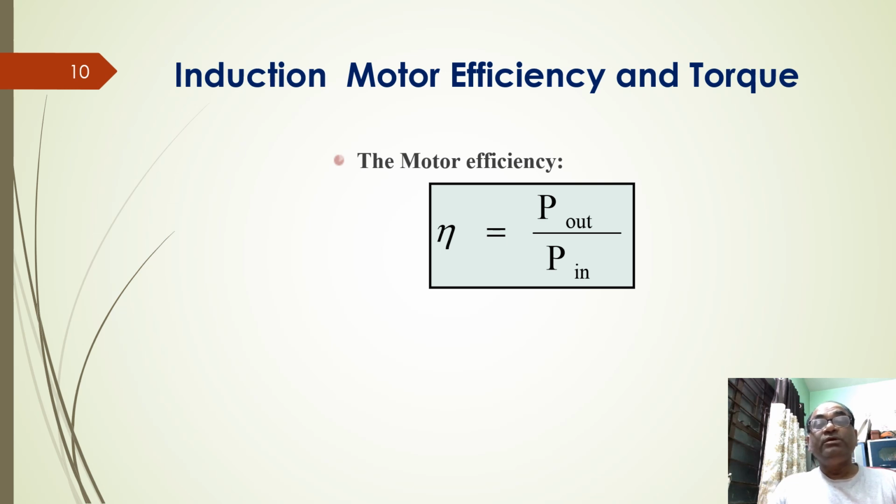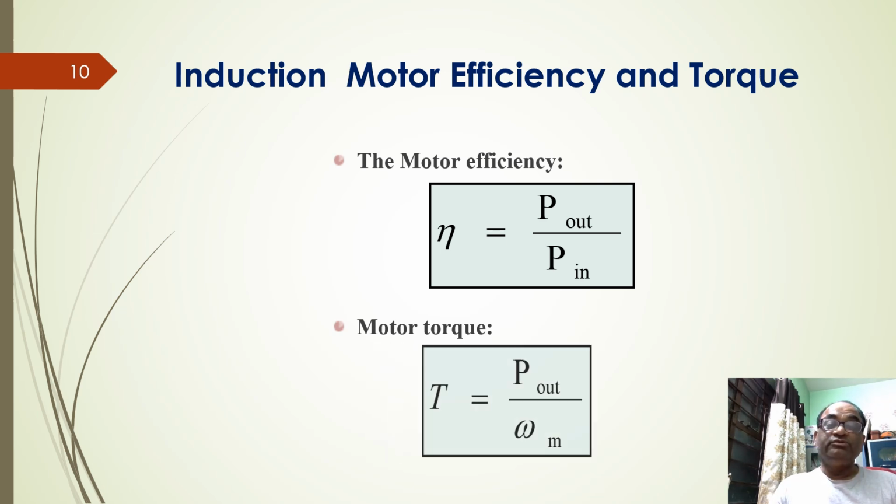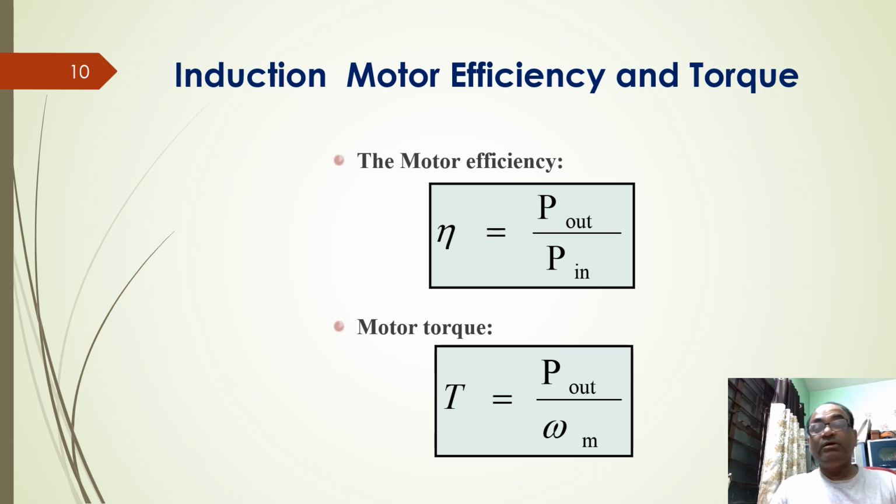Now talking about the efficiency of the motor, eta, it is represented as output power divided by input power. In the case of other machines also, it is given in the same terms. And the torque produced by the motor is equal to output power divided by its angular speed, that is omega m.